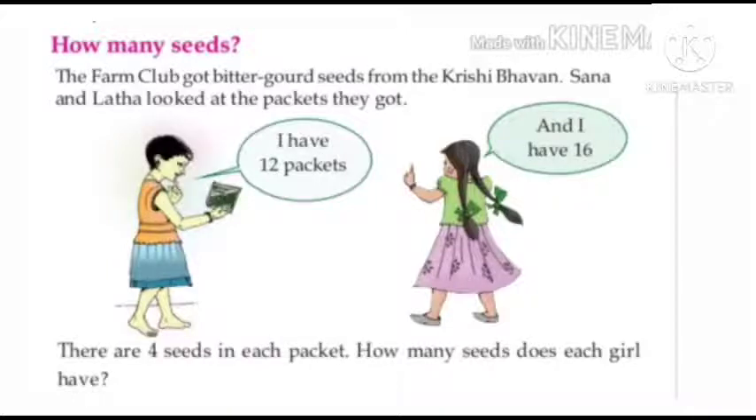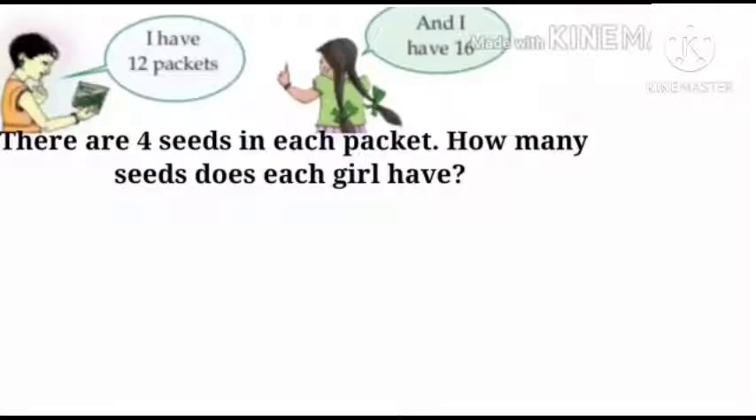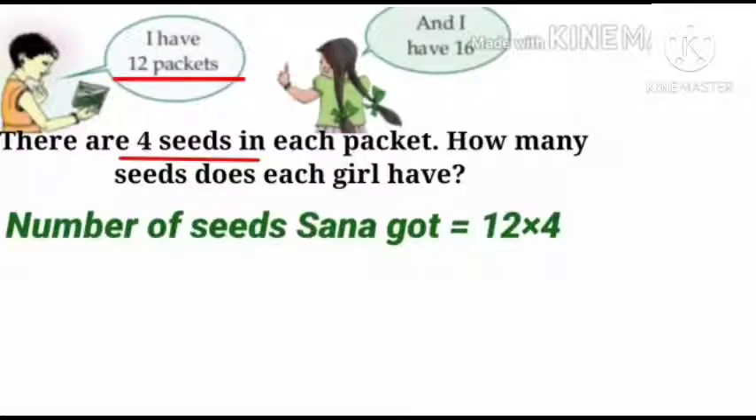How do we find it out? See children, Sana has 12 packets. In each packet there are 4 seeds. To find out total number of seeds Sana got, we have to multiply 4 by 12. That is 12 into 4.